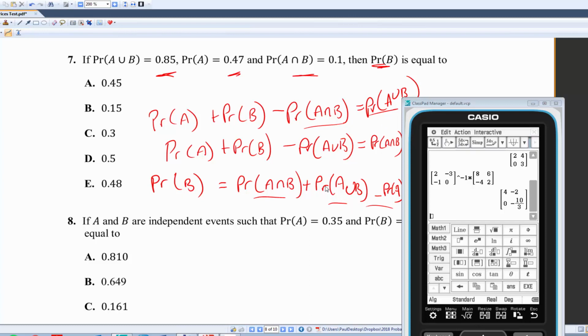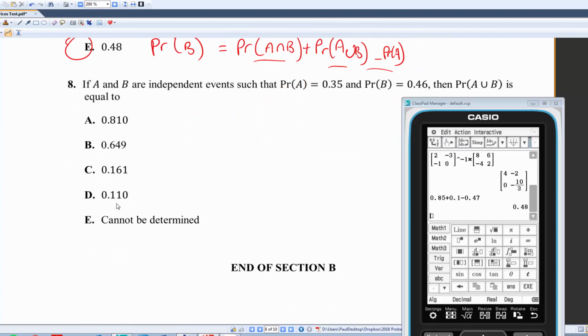So what I'm going to do is add the union to the intersection, which is 0.85. The intersection is 0.1, and I'm going to remove the probability of A, which is 0.47. And thanks for the fraction, but I want a decimal, 0.48.